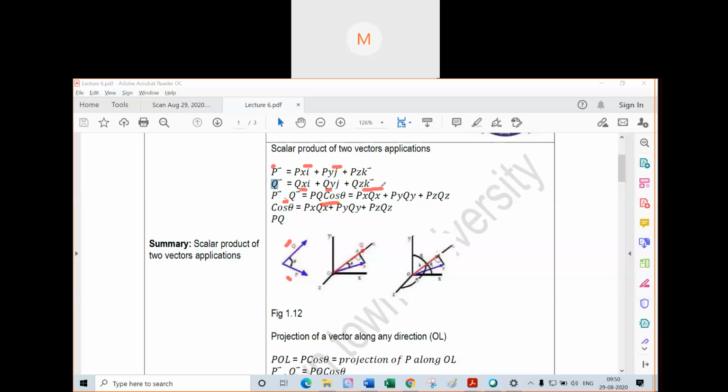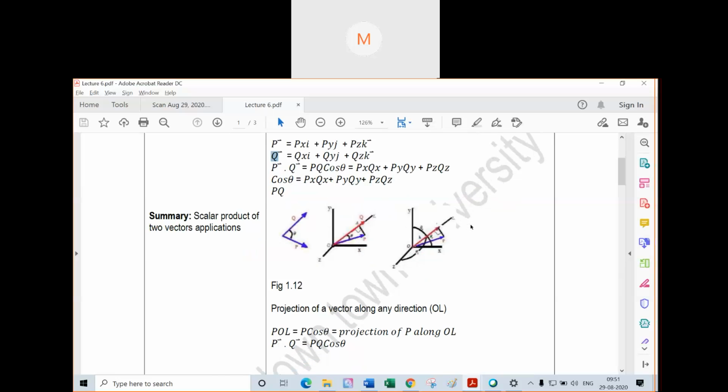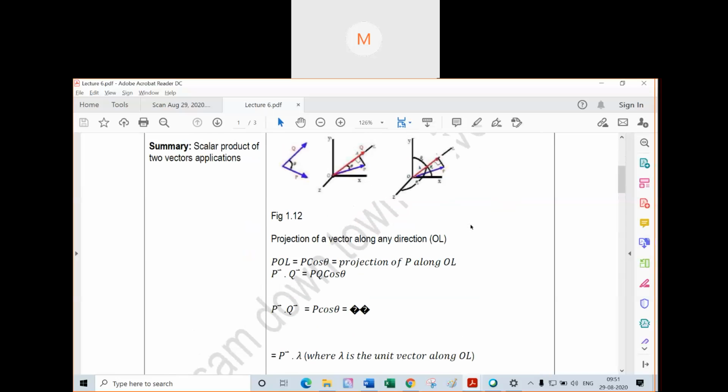Now look. If we have to find out PQ, PQ is what? PQ cos theta, P dot Q. Okay. So now, cos theta is given by this expression. So this is how we do the projection of the vector. Okay, so this is a simple thing, just remember the expressions. Okay, the numericals are much more important.